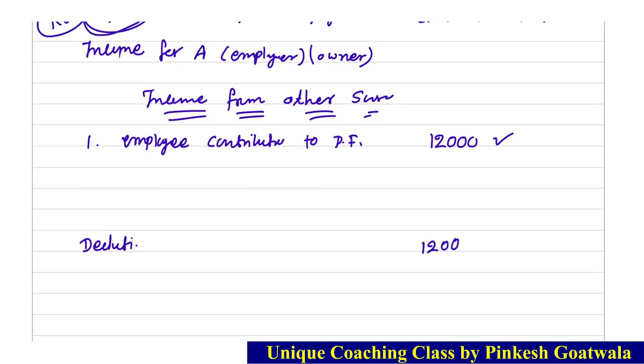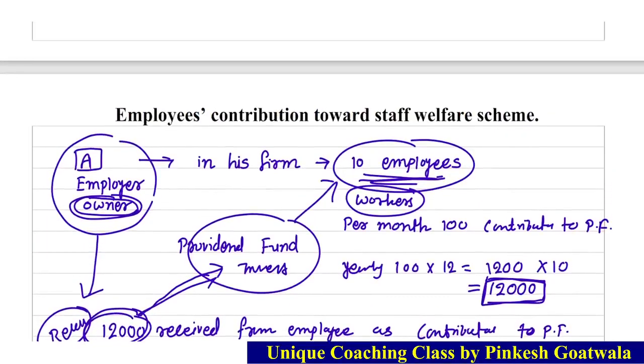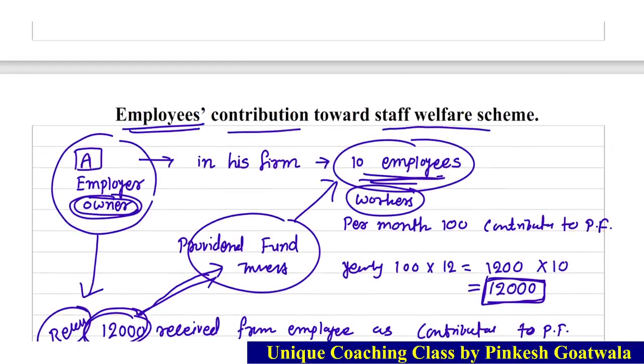When he invests, he will get 12,000 less, so indirectly it will be nil. Clear? So in short you have to just remember, whenever the employee's or workers' contribution goes towards a staff welfare scheme, or to a provident fund, or any superannuation fund, or any fund which is created under the Employees' State Insurance Act.